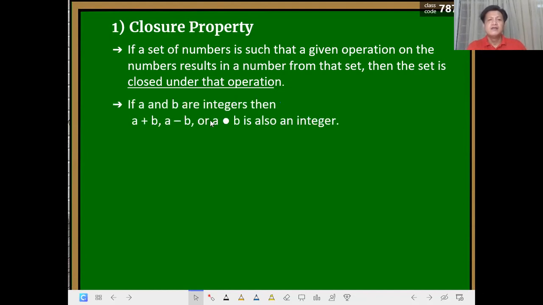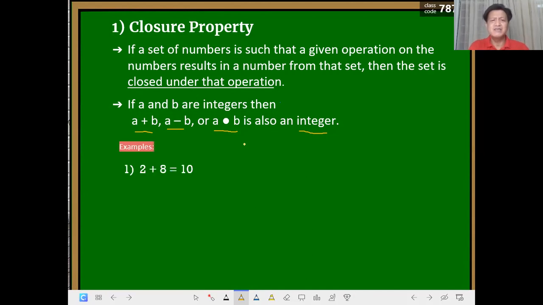Okay, so if A and B are integers, we can say that A plus B, A minus B, or A times B is also an integer. Okay, take note of that. If we are going to perform the operations under the addition, subtraction, and multiplication, the answer is always an integer. Yun yung tinatawag dito na meron po silang closure. Di ba sa buhay natin, dapat meron din tayong closure sa buhay natin.